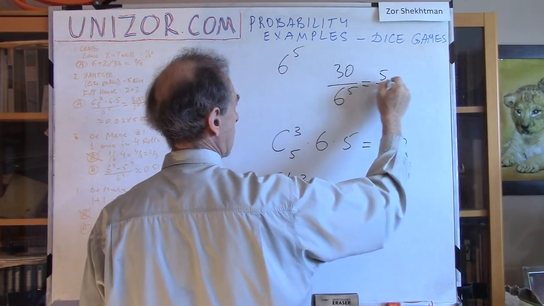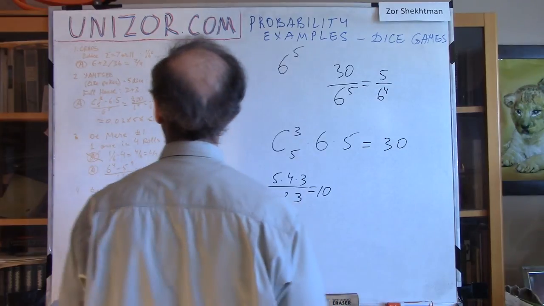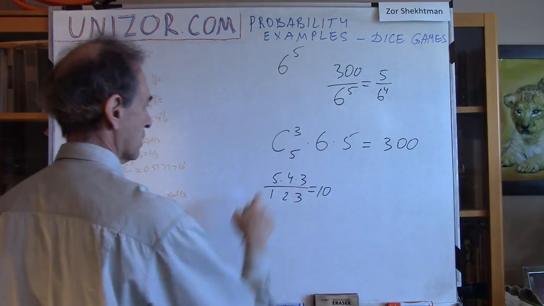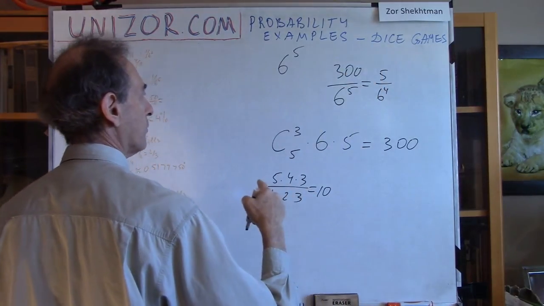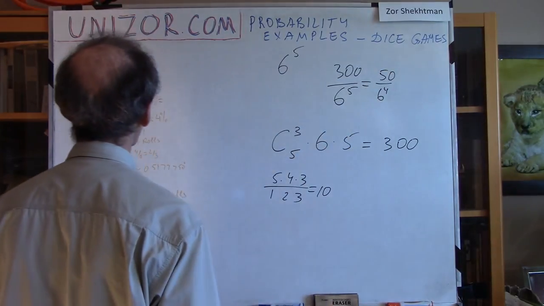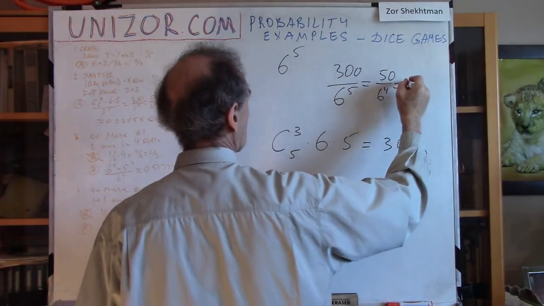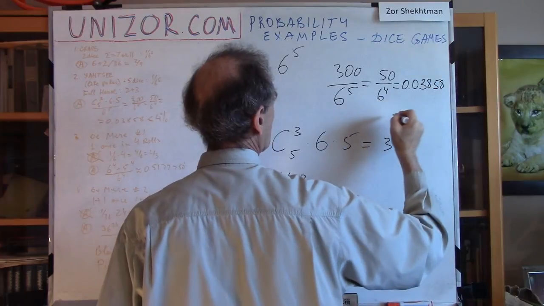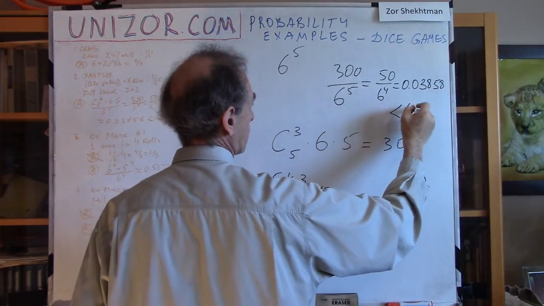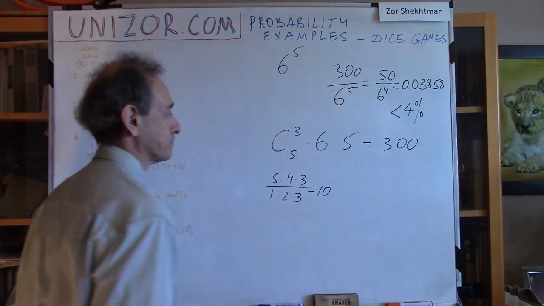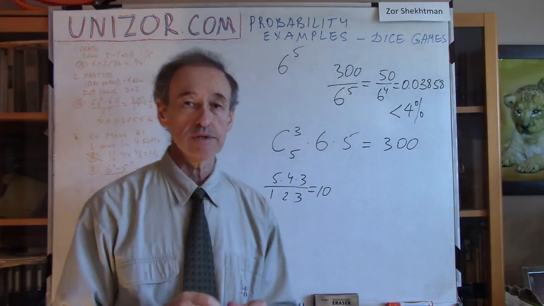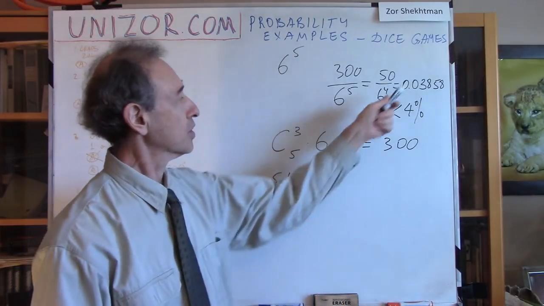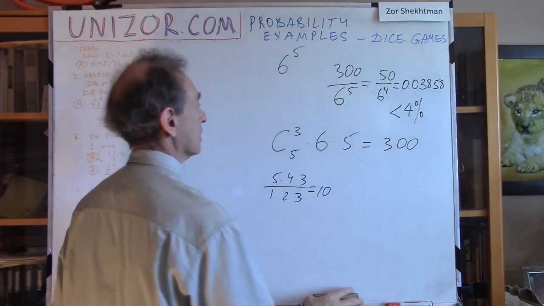Or, if you wish, 5, 6 to the 4, right? And I think I have, no, not 30, sorry, 300. Yeah, 300. So it's 10 times 30, right? So the probability is 300 over 6 to the 4, so I have an approximate value actually: 0.03858, which is less than 4%, as you see. So the probability of the full house in the game of Yahtzee is less than 4%, 3 point whatever percent, okay? So that's the second problem.